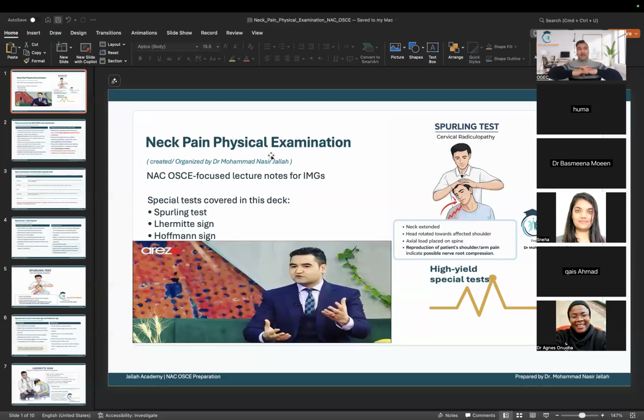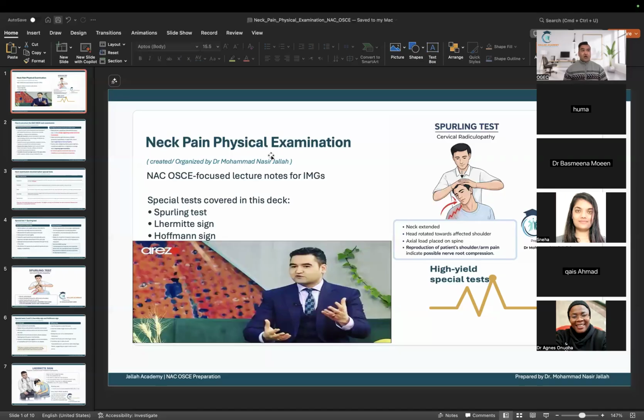Don't apply pressure. It's the neck, a very sensitive, very vital place to apply pressure. So you don't want your patient to end up paralyzed. Please be careful. The tests that we are going to cover are the Spurling test, the Lhermitte test, and also the Hoffman test.